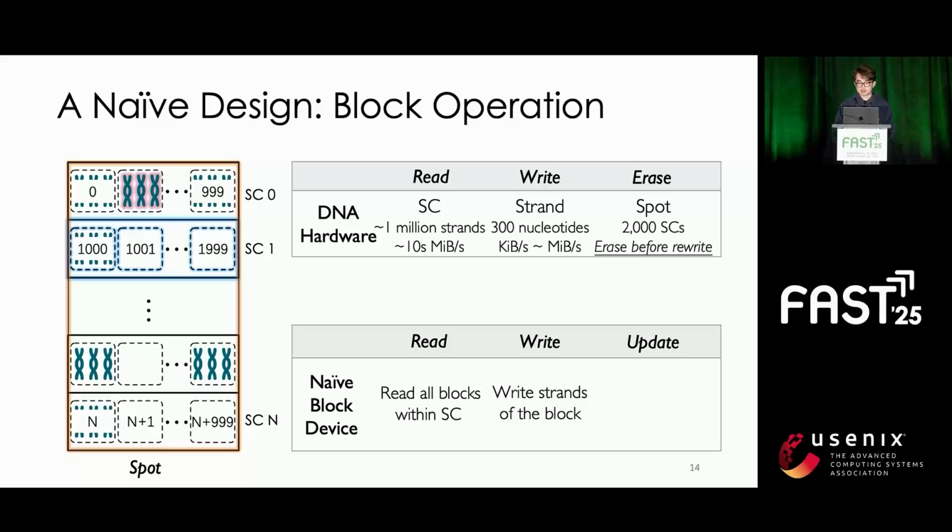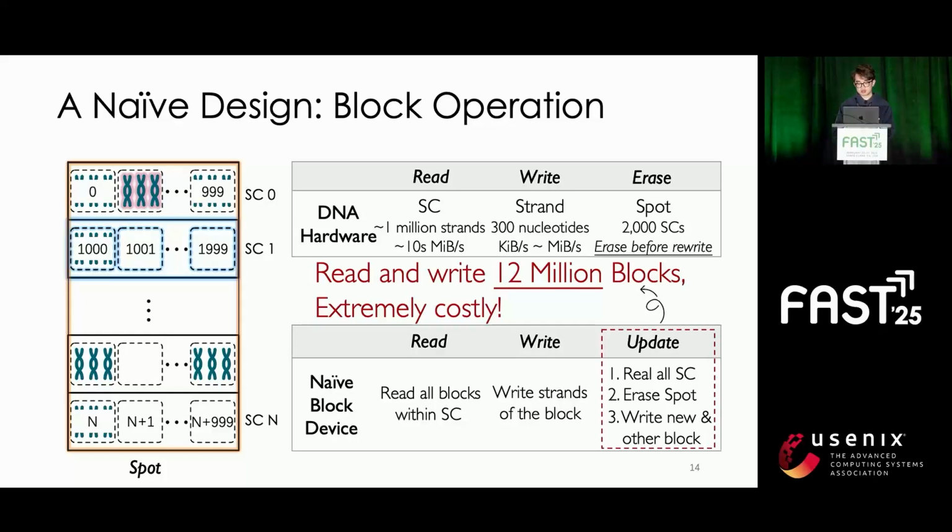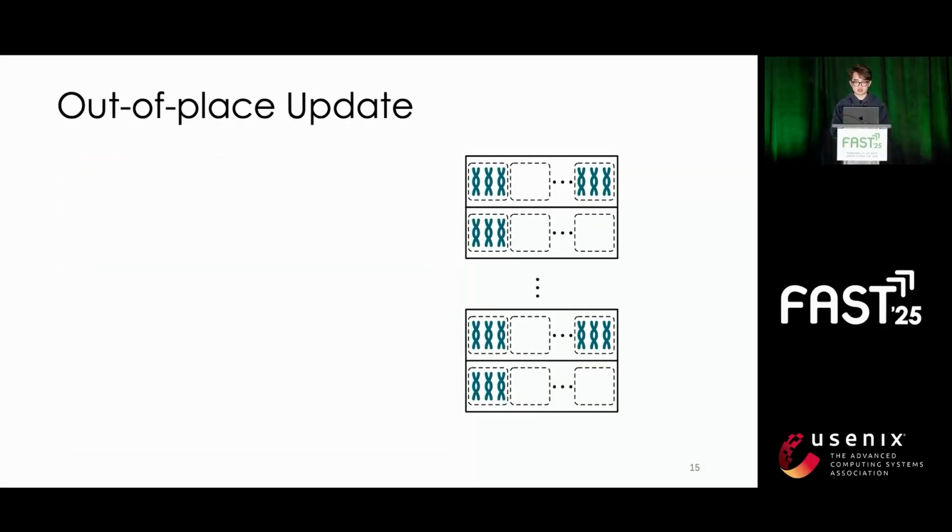For updating a block, due to the erase before write, we need to perform an erase operation. The erase granularity is a spot containing about 2,000 SCs. So to update a block, we first read all SCs in the spot, and then we erase the whole spot. Finally, we write the new block and the other blocks in the spot. For updating a block, we need to read and write 12 million blocks. It's extremely costly.